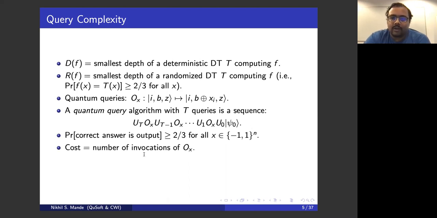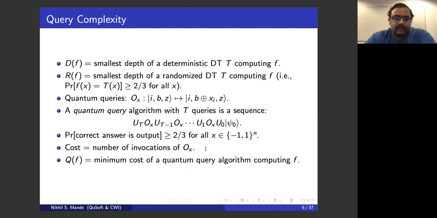And the cost in this model, we ignore, so we don't charge anything for the input independent unitaries. The only charge is for the oracle queries. And again, the correctness requirement here is that the probability that the correct answer is output needs to be at least 2/3 for all inputs X. The quantum query complexity is simply the minimum cost of a quantum query algorithm that computes F, computing in this sense here.